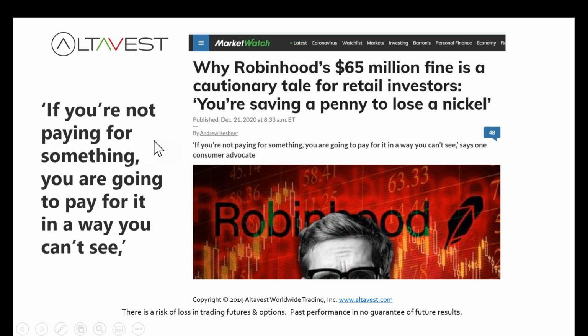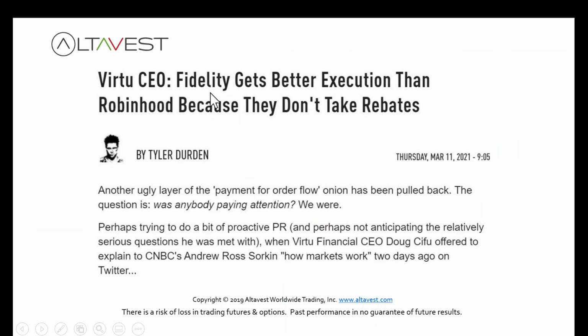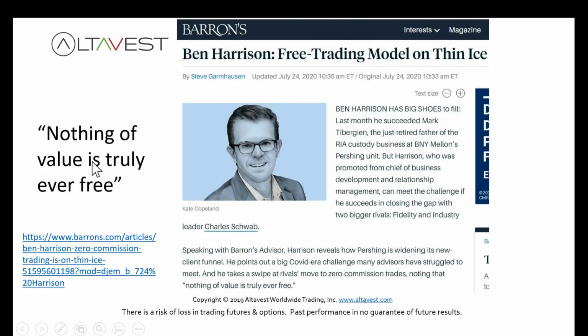And if you're not paying for something, you're paying for it in a way you can't see. I think that's the important point to make there. They offer inferior trade prices. That's what happens when you place your orders with these other stock brokerage firms. You just get inferior trade prices even though they say it's free. It says here, Fidelity gets better execution than Robinhood because they don't take rebates. Just an example. It's not commission free, folks. Orders were executed at prices inferior to other brokers. Nothing of value is truly ever free.